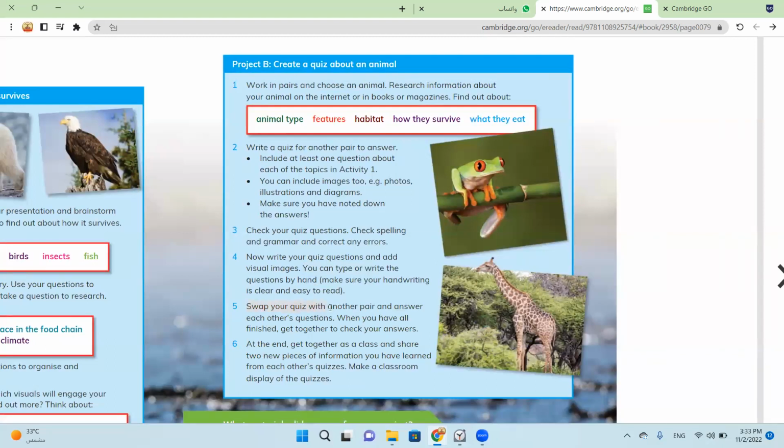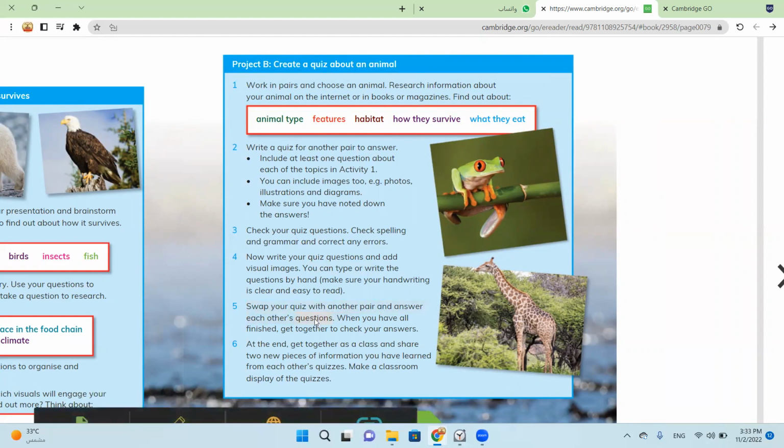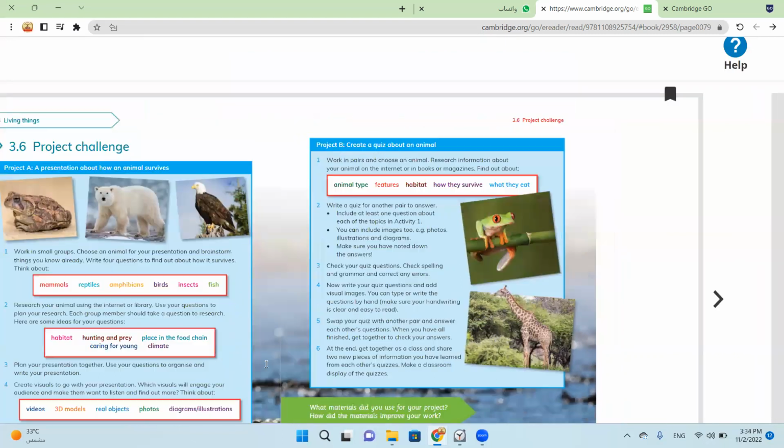Number 5, swap your quiz with another pair. Answer each other's questions. Okay, this is actually a nice project that you can do between groups to find out who answers the most questions. When you have all finished, get together to check your answers. Now you can find out more about animal types and information. Finally, at the end, get together as a class, share 2 new pieces of information you have learned from each other's quizzes.